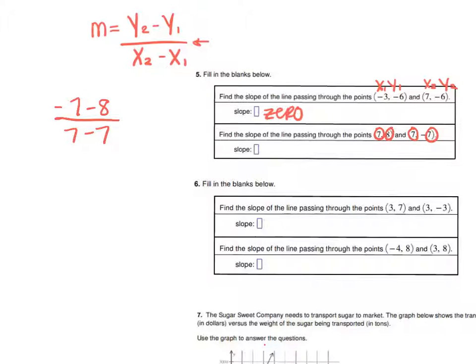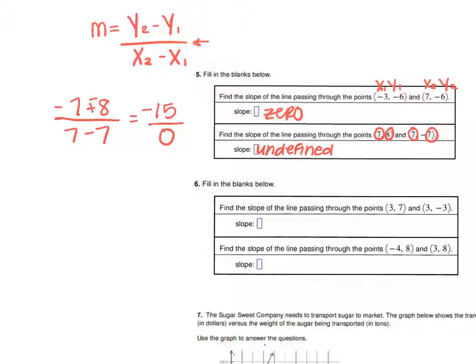I get -7 minus 8 leaves me with a -15. Remember, we can add the opposite here to make it 2 negatives. And then that's over 7 minus 7, which is 0. Now we remember, if 0 is underneath, we're going to call that undefined. So our slope here is undefined. This would form a vertical line.